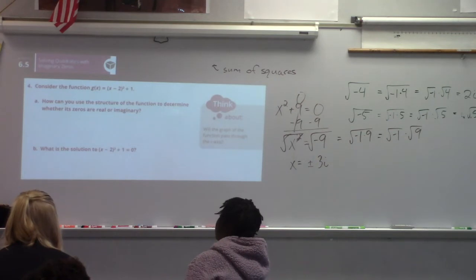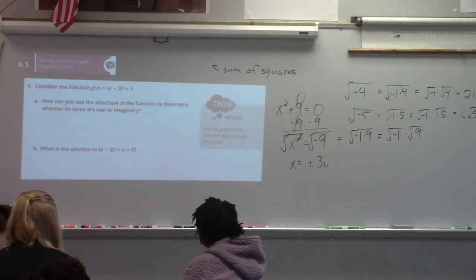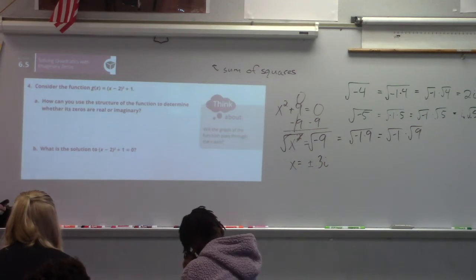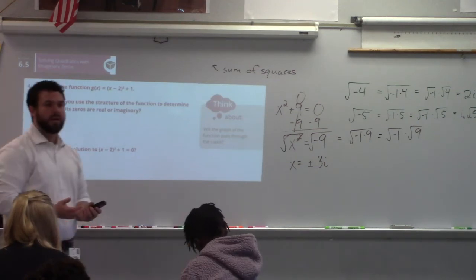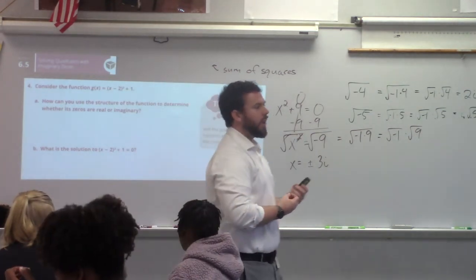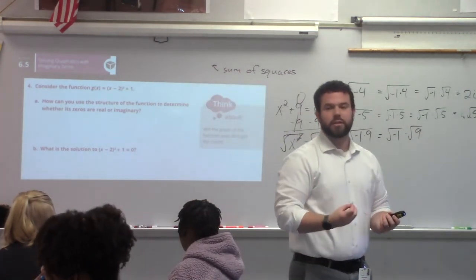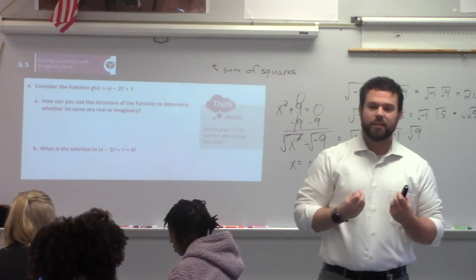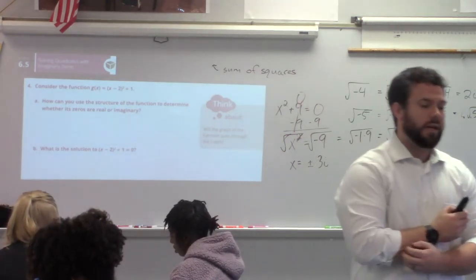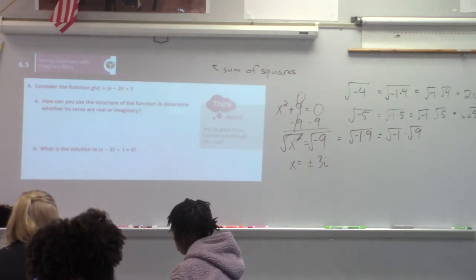So part A says, how can you use the structure of the function to determine whether its zeros are real or imaginary? Notice we don't have a graph right now. How could we look at that equation and know if it's going to have real or imaginary zeros? I want you to take, let's say, 60 to 90 seconds. Talk about it within your group. See if you can identify what is there, right?